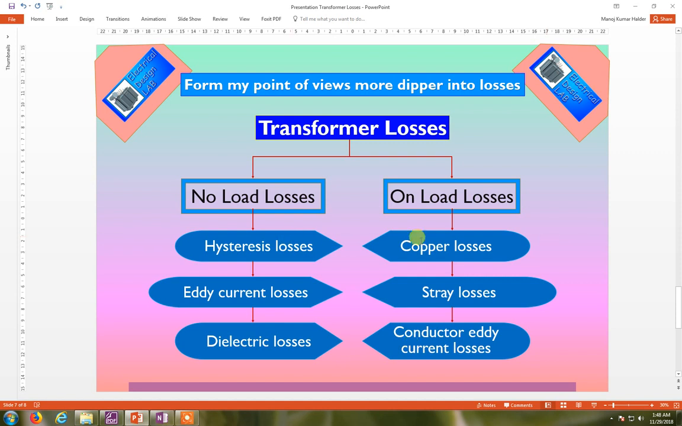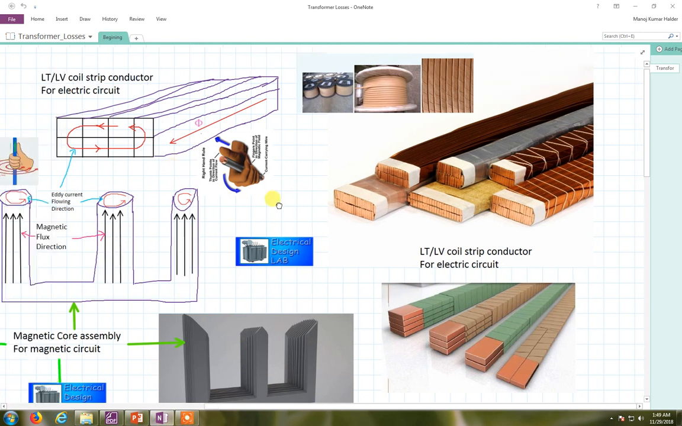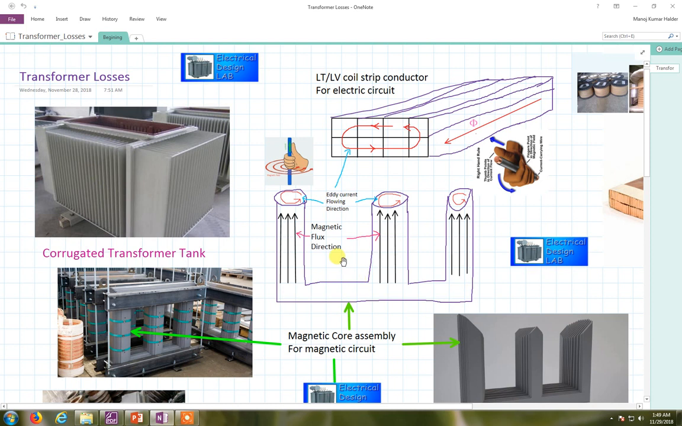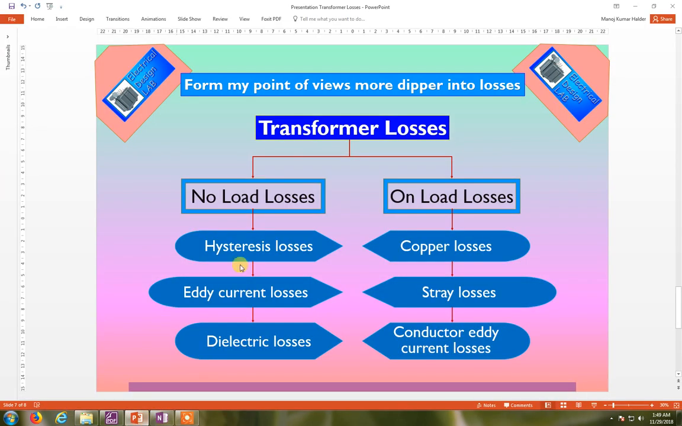Here we will see 6 categories of losses for a transformer. Inside the transformer these losses happen. I will describe every loss very clearly in detail. So let's concentrate here. First of all, I will describe the eddy current losses. What is eddy current?